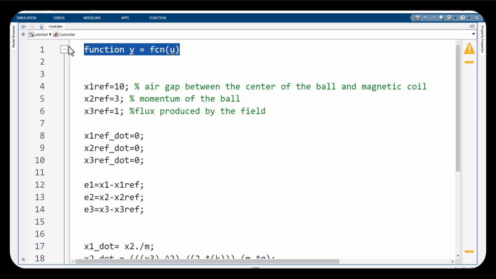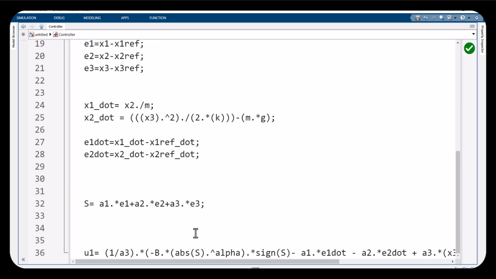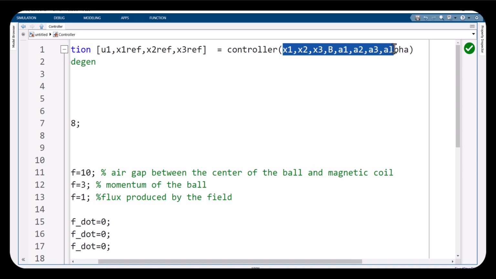I'll just paste something here because some of these parameters were again being used here. So M is here, G is here, K is here. We defined these M, G, R, K again because these were being used in the controller design as well. Then we have these parts as the outputs and these parts as the inputs.